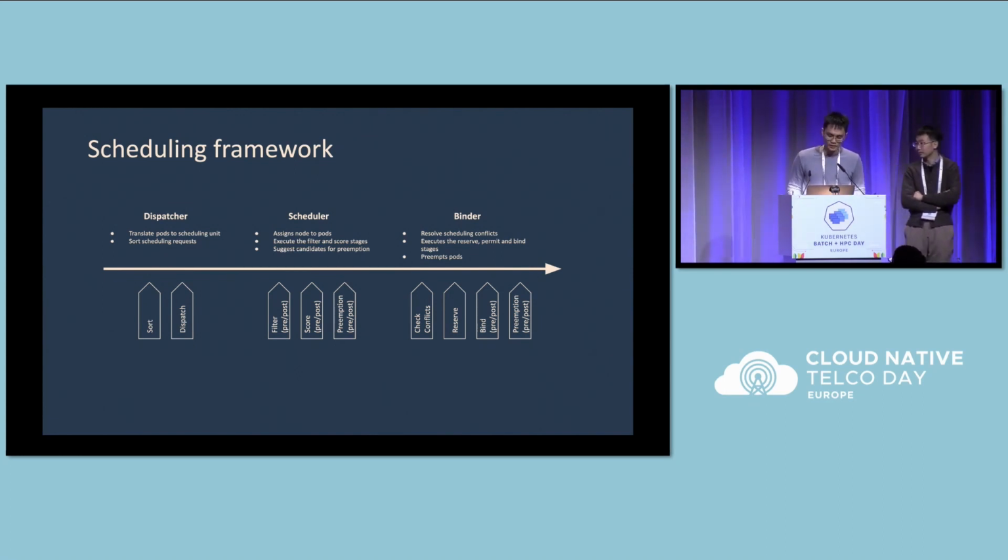The scheduler is in charge of assigning the best node to each pod within the scheduling unit, and it does this by executing a filter and score stage. This is the same as what is happening in the native kube scheduler. Additionally, it also has a dedicated preemption stage where it suggests candidates for preemption. Last but not least, we have the binder, and as mentioned previously, it's the key to conflict resolution, giving us a form of optimistic concurrency control. For scheduling decisions that pass the conflict resolution, it will execute the reserve and bind stages, and finally write the results back to the API server. It's also in charge of executing any preemptions if needed.